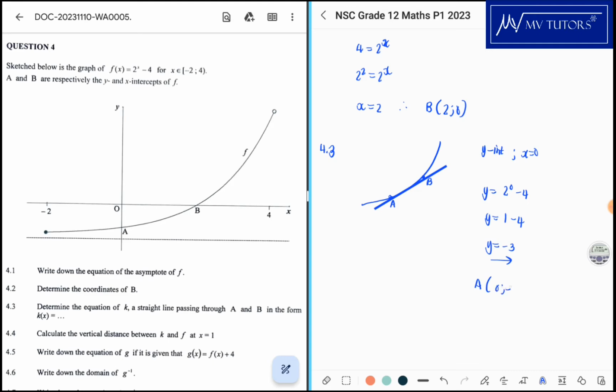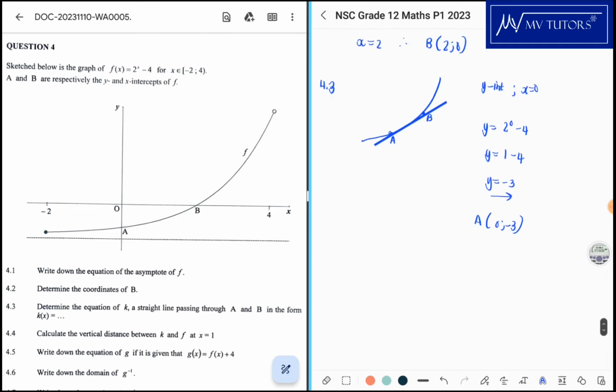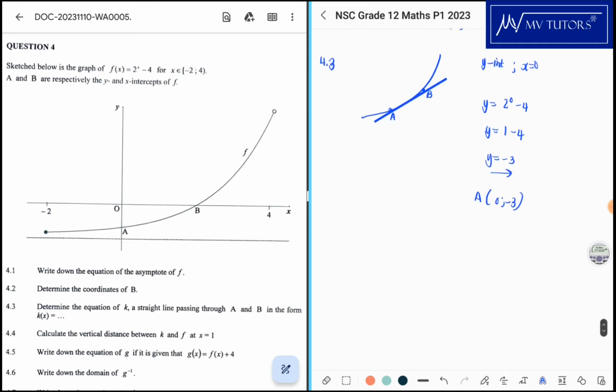So there we have it. And then now we can get the gradient. Agreed? Oh, you know what? When you have 2 points, you can actually use that to get the equation of the line. And let me show you.